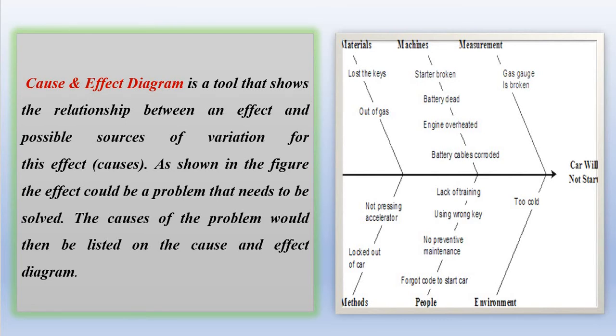So these are the causes identified by different teams of this manufacturing company, and these causes are joined in a central line, and all the teams gathered together and discussed the problems, and a corrective measure is brought out to solve the problem.